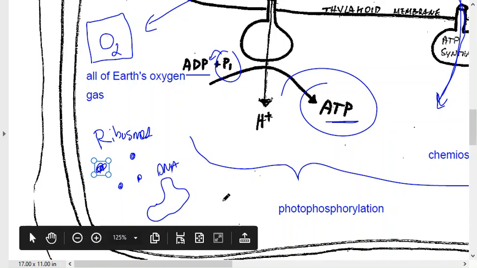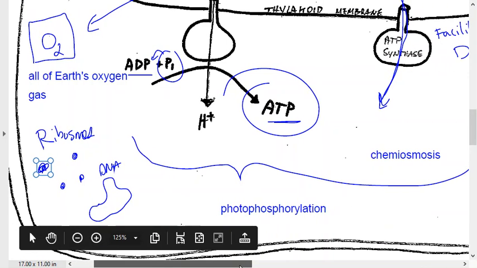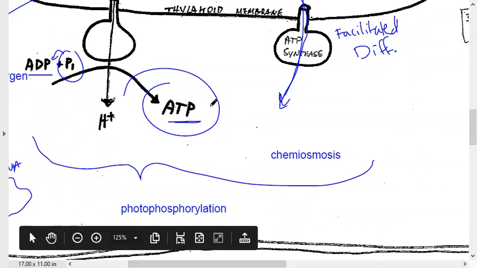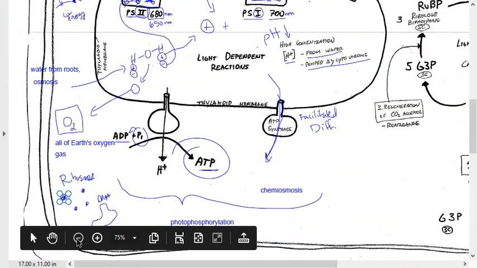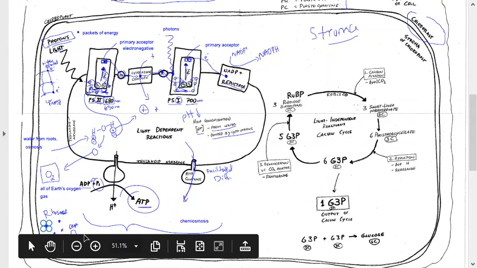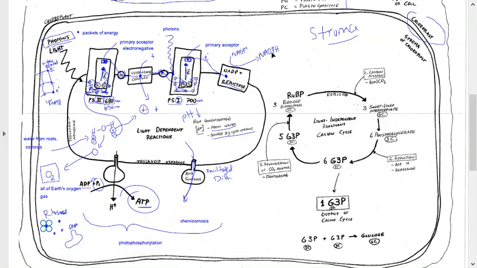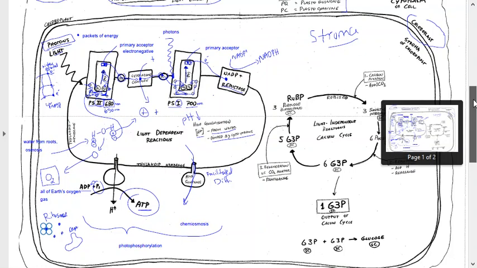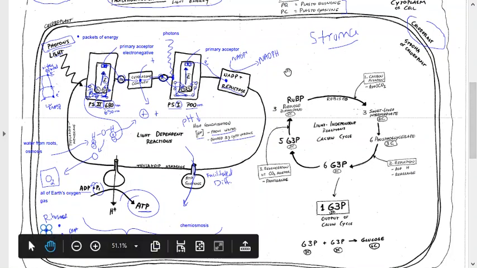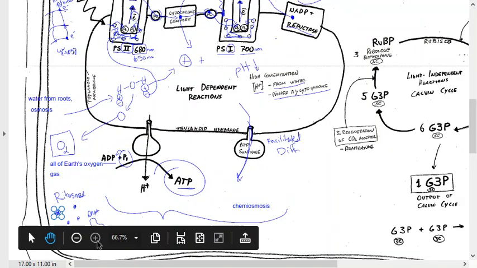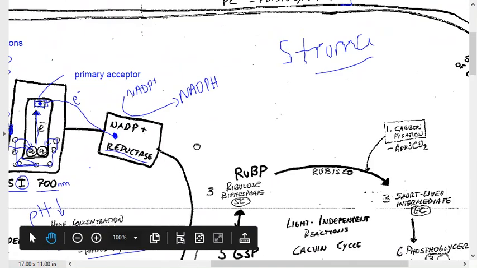All right, let's talk about what happens to these products, because really all we've made at this point is ATP and some electron carriers, NADPH. Those are the products here. Well, I'm going to go ahead and tell you that the Calvin cycle, I'm going to write this over here.